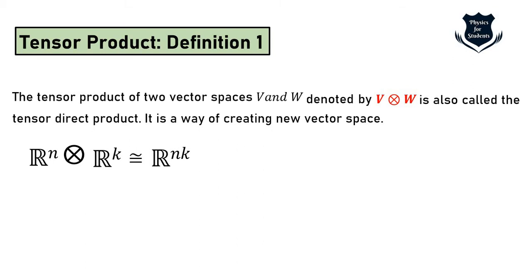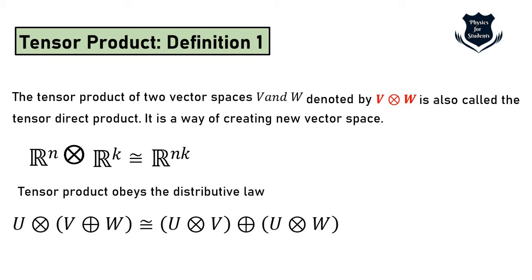The tensor product also obeys the distributive law, as you can see I have denoted here. This is similar to A: if you take U, V and W as A, B and C, then A multiplied by (B plus C) equals A multiplied by B plus A multiplied by C. This plus sign is the same; we will look at what it is called in another video. It is basically a notation of tensor addition. So this one is the tensor addition and the other one is the tensor product.